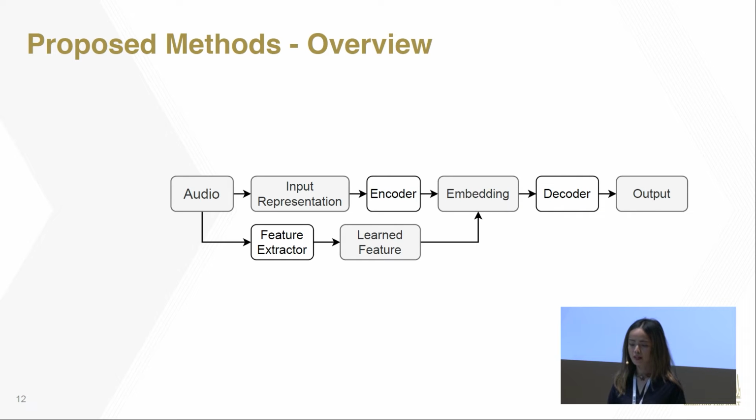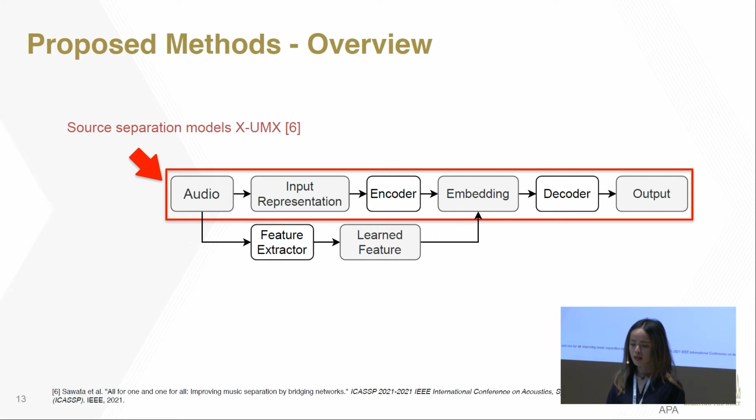This is the diagram of our proposed system. The top part is the source separation system. Given audio, it extracts the input representation, such as STFT, and goes to an encoder to extract a mid-layer embedding space. Then a decoder is used to reconstruct the embedding back to the target sources, or separated sources, we are interested in. In our paper, we choose one of the state-of-the-art systems, called CrossNet-Open-Unmix, to do the experiment.